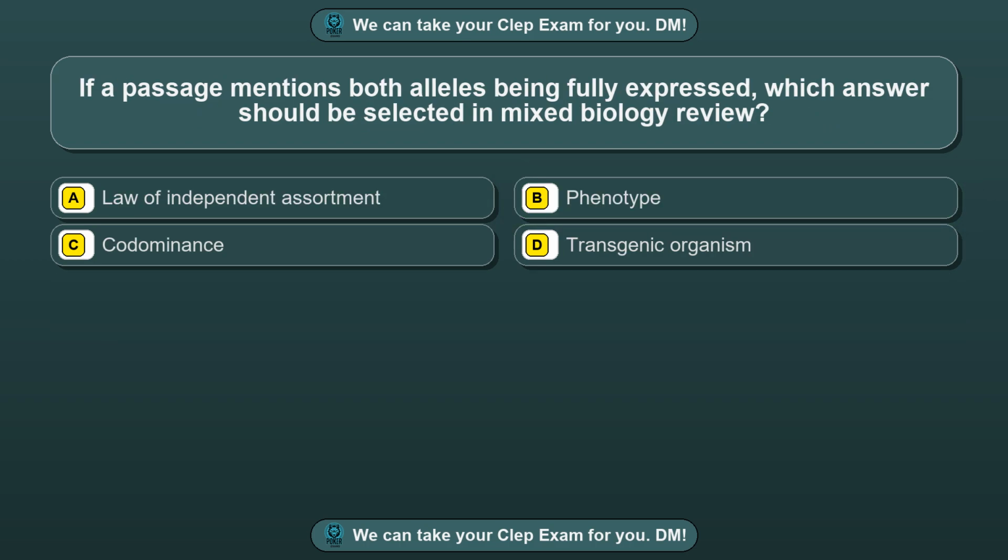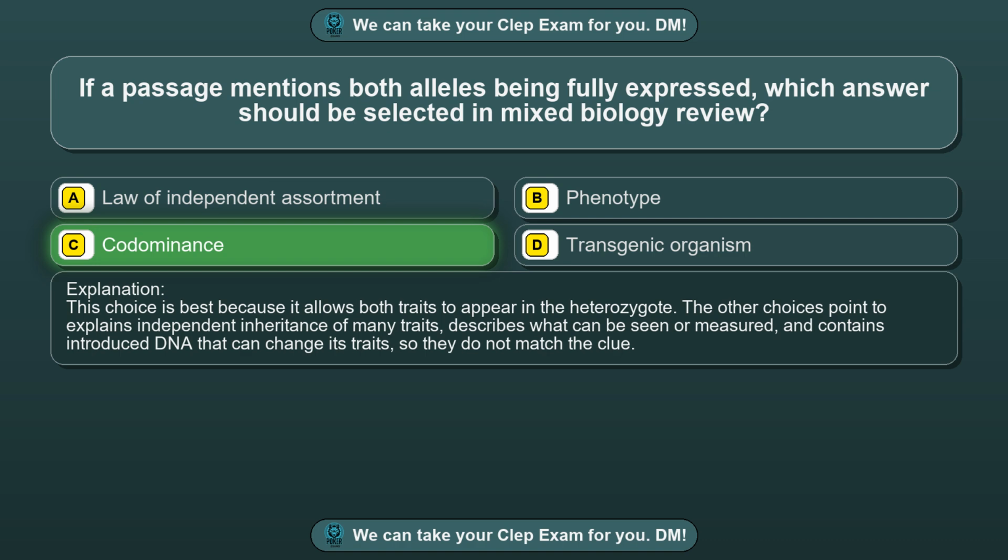If a passage mentions both alleles being fully expressed, which answer should be selected in mixed biology review? Option A, law of independent assortment. Option B, phenotype. Option C, codominance. Option D, transgenic organism. The correct answer is option C, codominance. This choice is best because it allows both traits to appear in the heterozygote. The other choices point to explains independent inheritance of many traits, describes what can be seen or measured, and contains introduced DNA that can change its traits, so they do not match the clue.